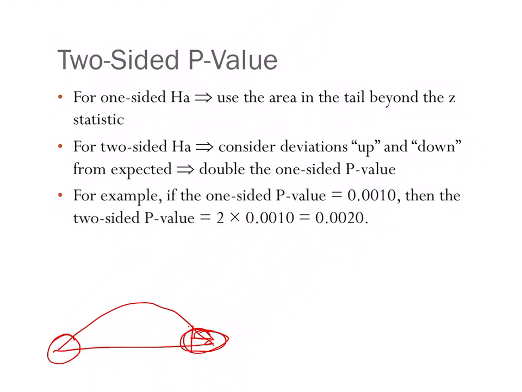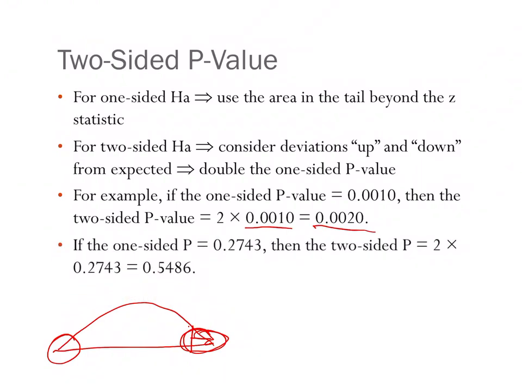So for example, if you have a one-sided p-value of 0.0010, then the two-sided p-value is just 2 times that amount, and you get 0.0020. If our one-sided p-value was 0.2743 like we had before, and you multiply it times 2, our two-sided p-value is 0.5486, which is drastically higher, and we would for sure fail to reject the null hypothesis.